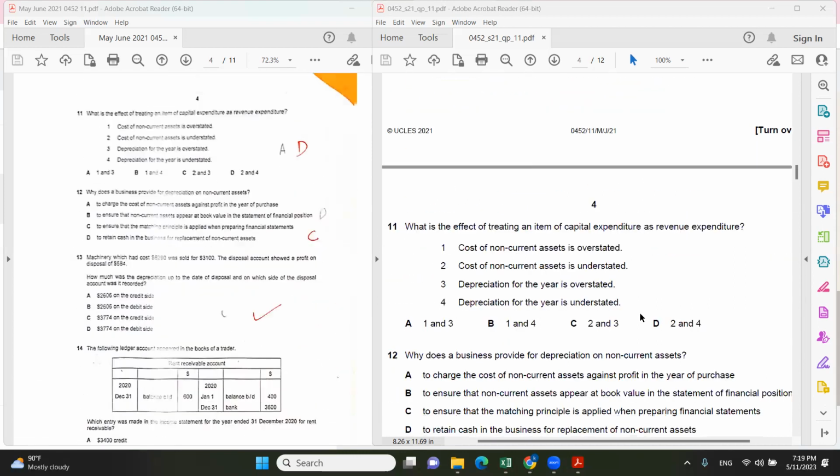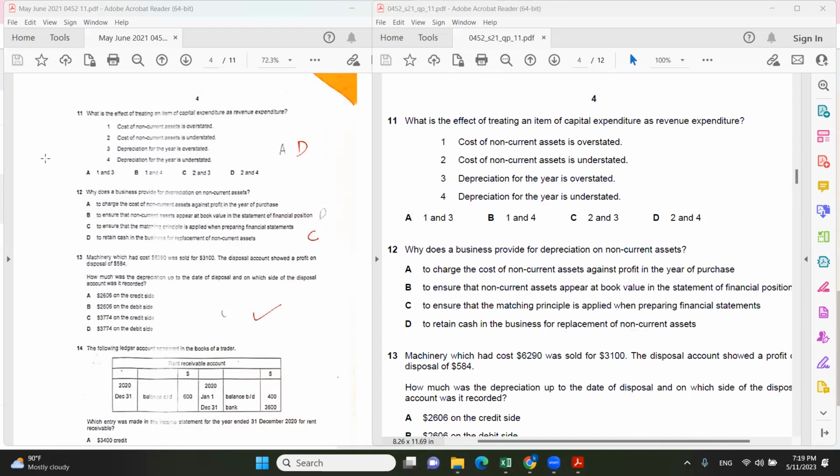Okay. Question 11. What is the effect of treating an item of capital expenditure as revenue expenditure? When we treat capital expenditure as a revenue expenditure, the non-current asset will reduce.